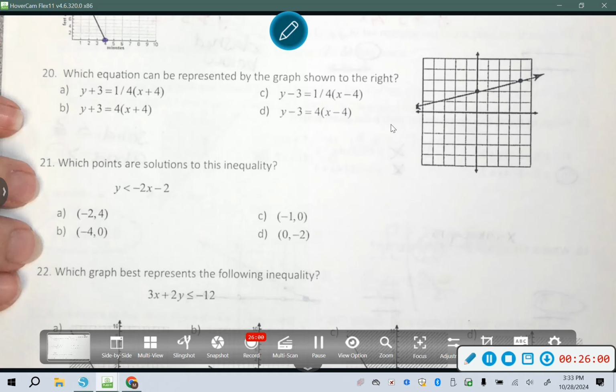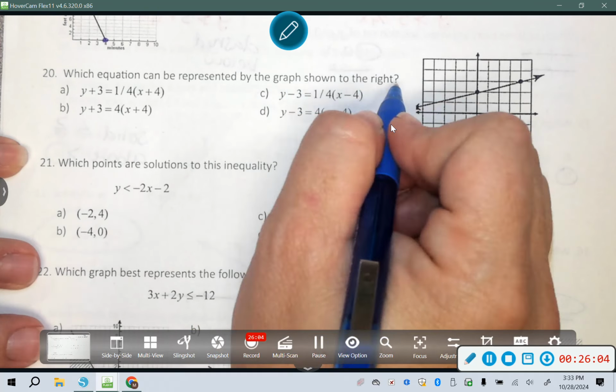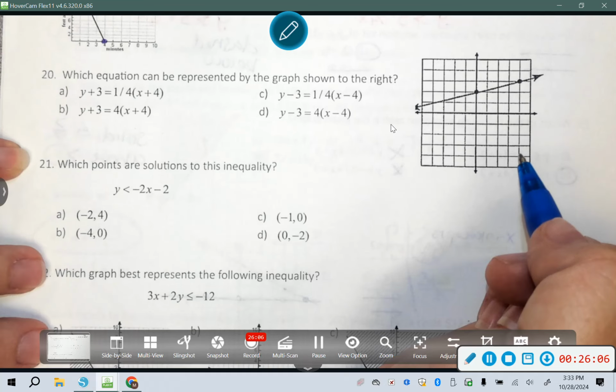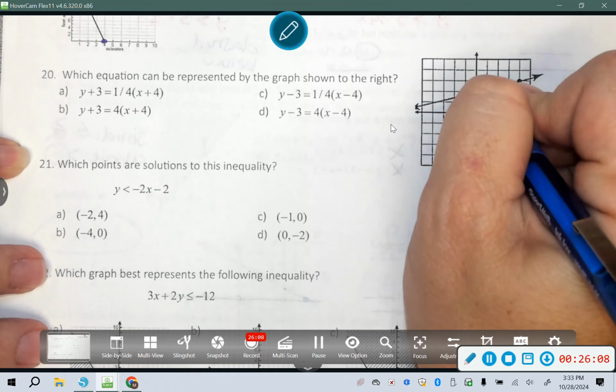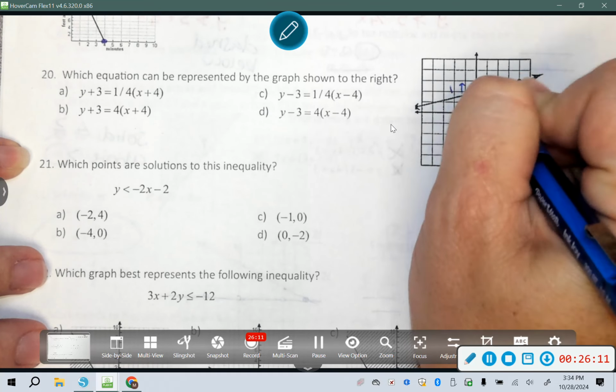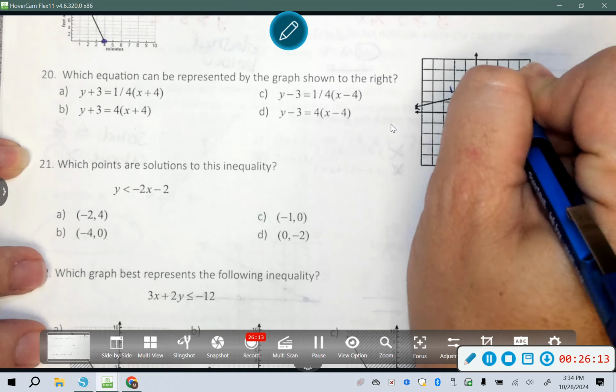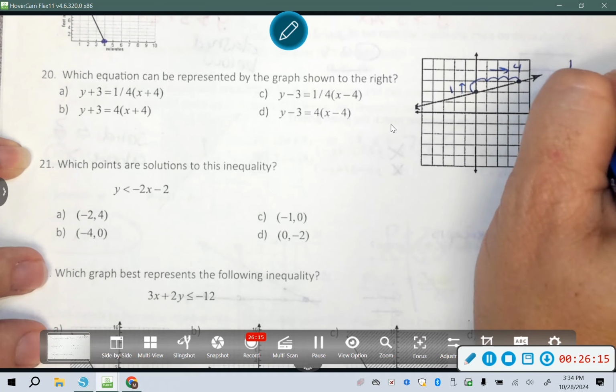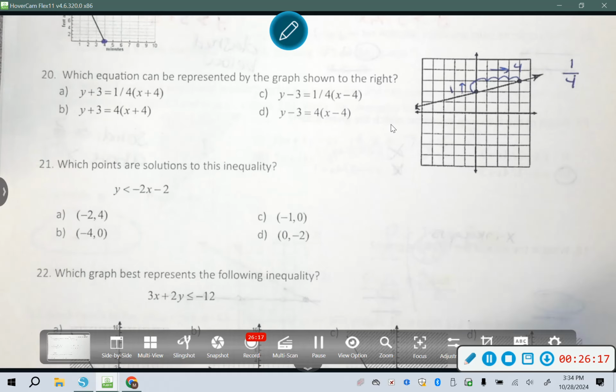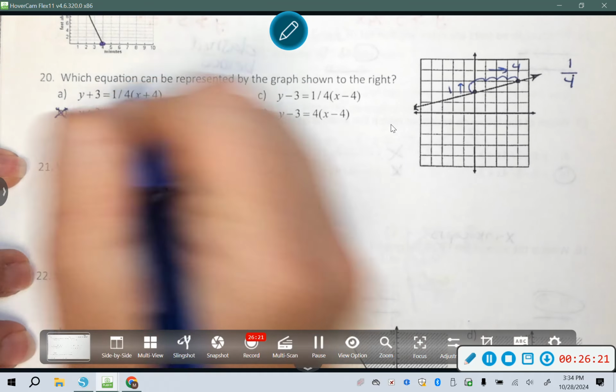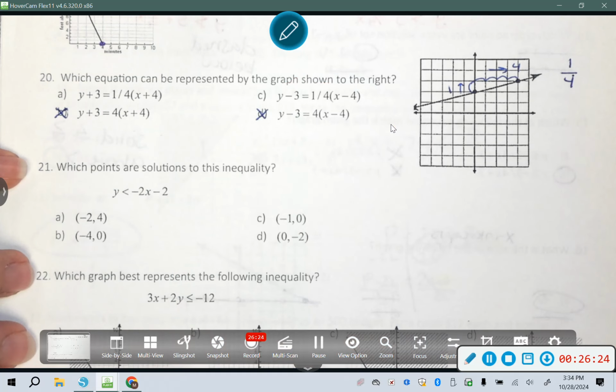Number 20. Almost done. Which equation can best represent the graph to the right? One thing I want you to realize is I need to find my slope. If I go up 1 over 1, 2, 3, 4, I know my slope is 1/4. Or remember, we can do y1 squiggle on a table. So I know that B and D are not my answer.